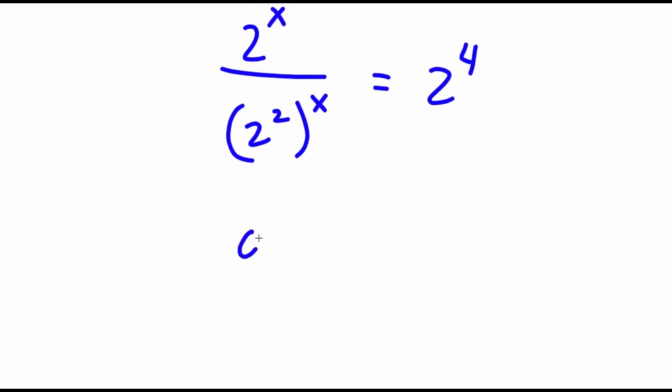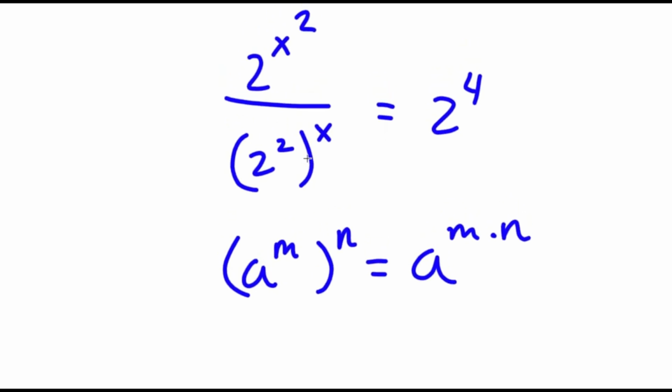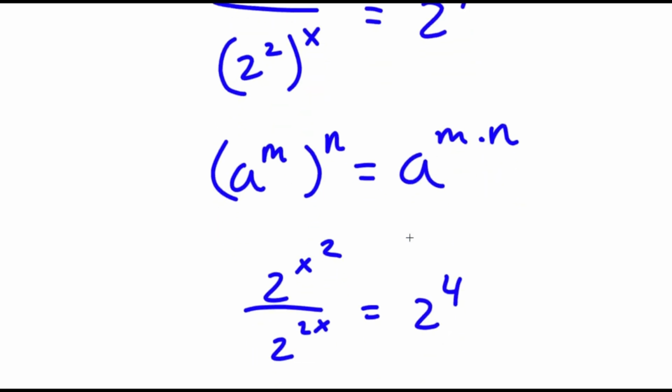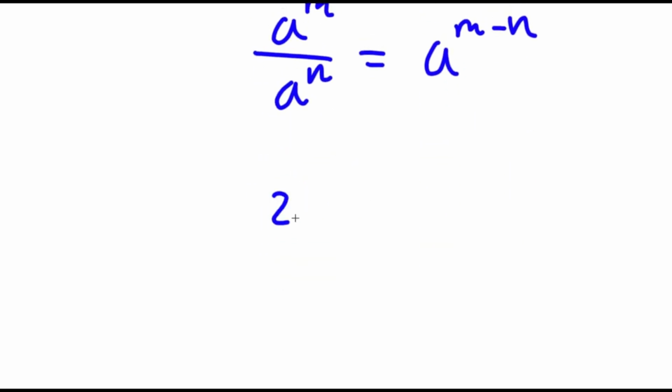Now, if I have something in the form a to the power of m to the power of n, this is equal to a to the power of m times n. So 2 squared to the power of x, that's going to equal 2 to the power of 2 times x, which is 2x. So now I have 2 to the power of x squared over 2 to the power of 2x is equal to 2 to the power of 4. Now, if I have something in the form a to the power of m over a to the power of n, this is equal to a to the power of m minus n. So now I have 2 to the power of x squared minus 2x is equal to 2 to the power of 4.